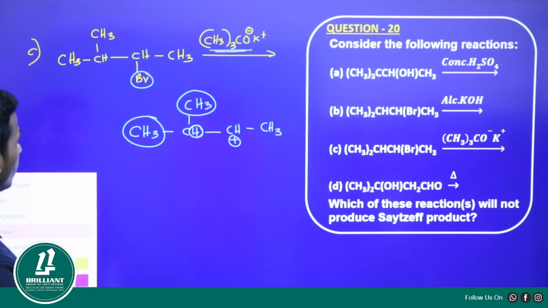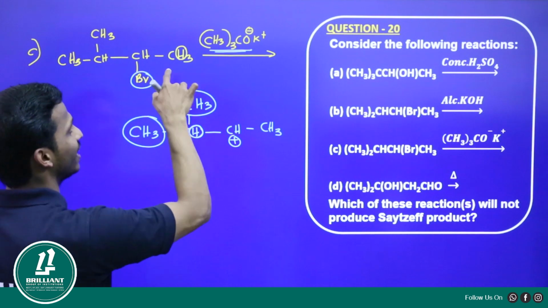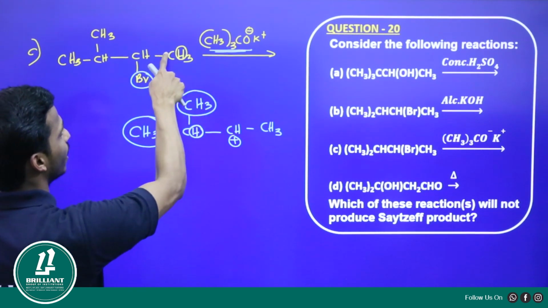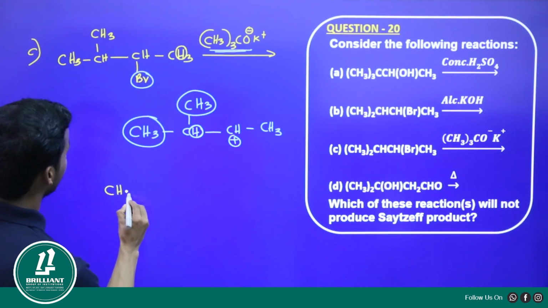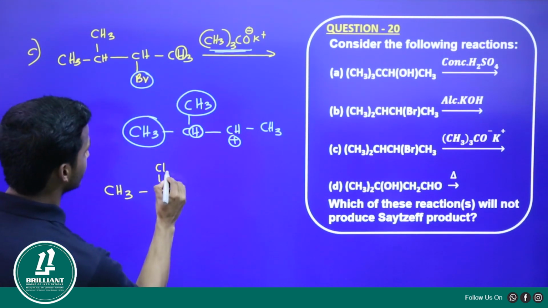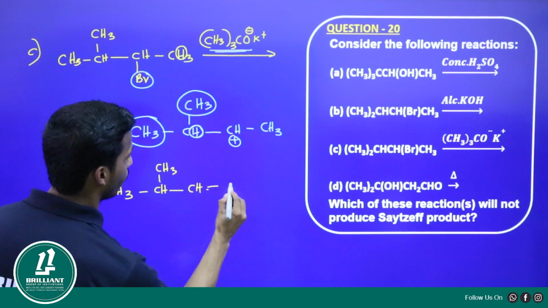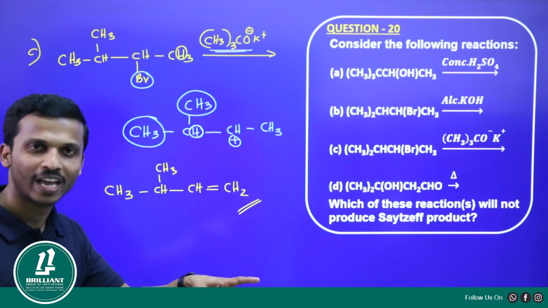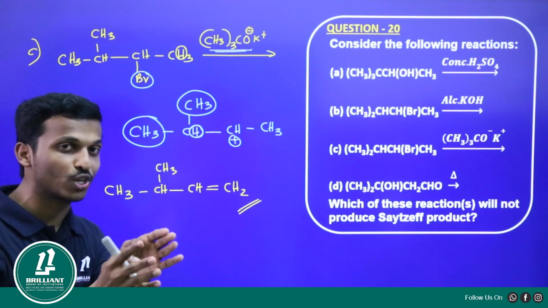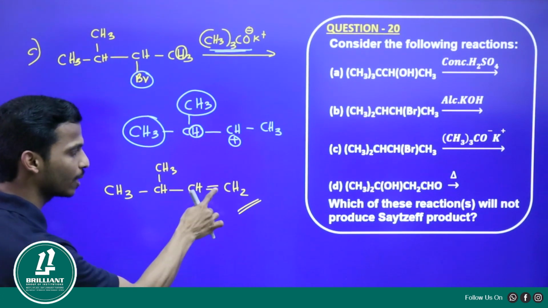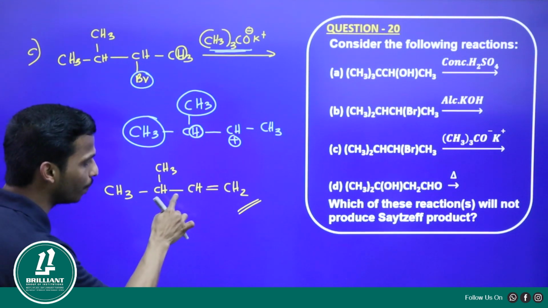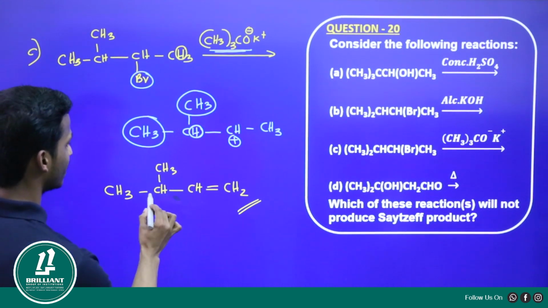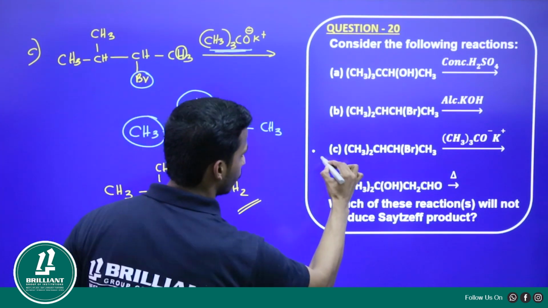Instead of that, it can attack this position because it is a less sterically hindered position. This hydrogen can leave, and the double bond will be here. So what will you get? CH3, CH, CH3, CH, double bond, CH2. Is it a product which obeys Zaitsev rule? No. According to Zaitsev rule, the more substituted alkene has to be generated. More substituted alkene means the double bond should be here. Right? So this is the product forming, it is not obeying Zaitsev rule. So your answer is option C.